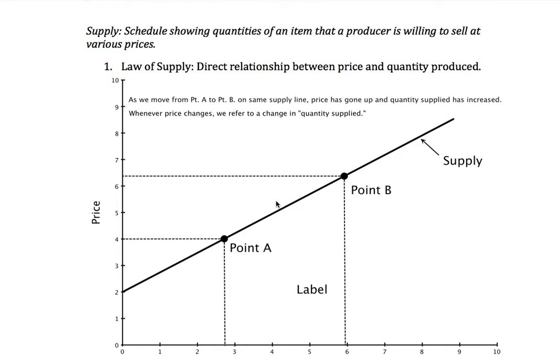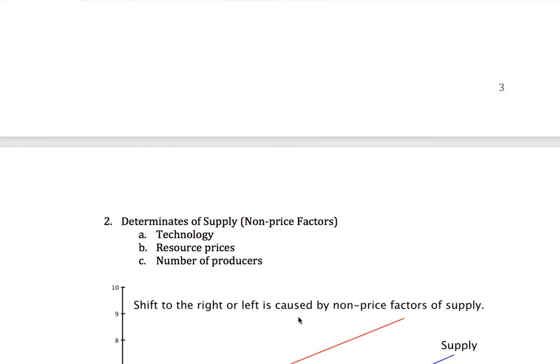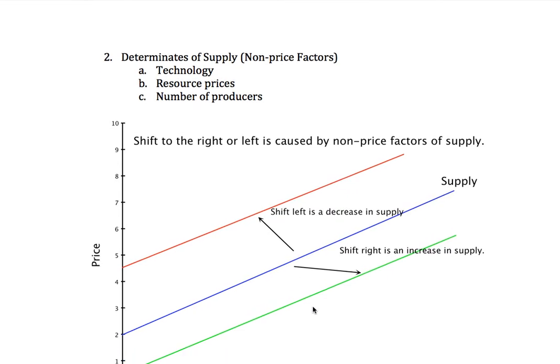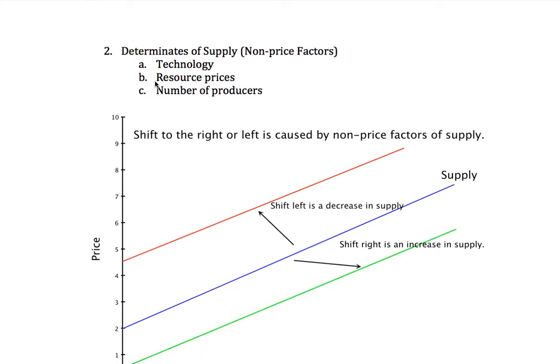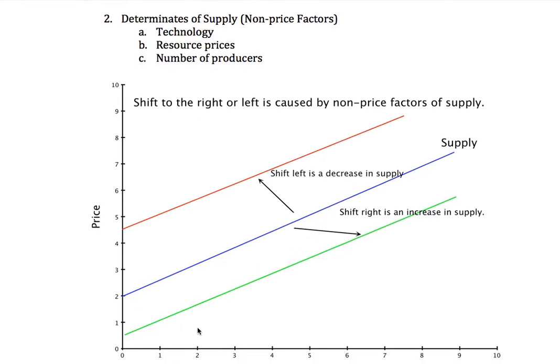So once again, I'm just emphasizing quantity supplied, just like I emphasized price and quantity demanded. If I go from point A to point B, or point B back to point A, it's a change in quantity supplied. When we look at non-price factors, just like we had non-price factors when we talked about demand, we have three: technology, resource prices, and number of producers. So we have, we'll say, the original supply line, blue here.